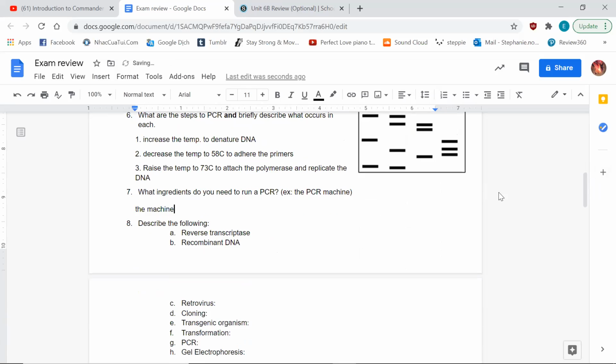What ingredients do you need to run a PCR? The machine, the original DNA sample, what else? Bacterial polymerase and nucleotides.